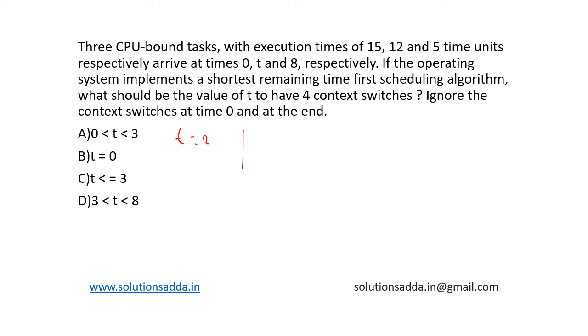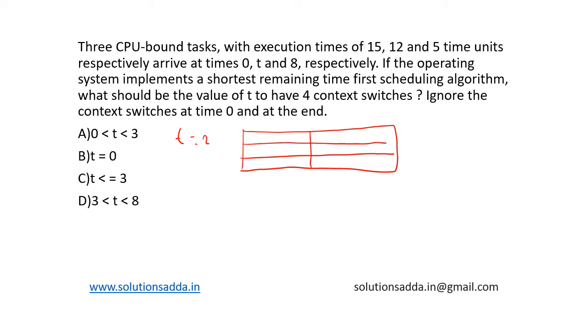So we have the time as follows. We have 3 processes and their arrival time and burst time when t equal to 2. Arrival time is 0, 2 and 8 and the burst times are 15, 12 and 5. Now let's draw the Gantt chart for this. This is the Gantt chart we are drawing.